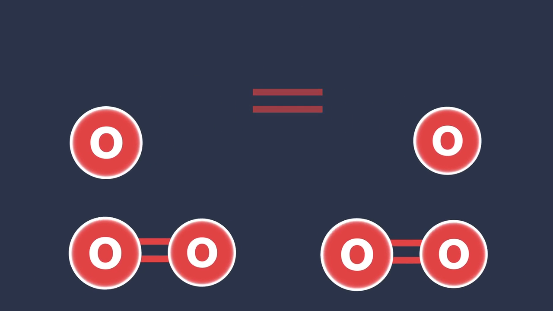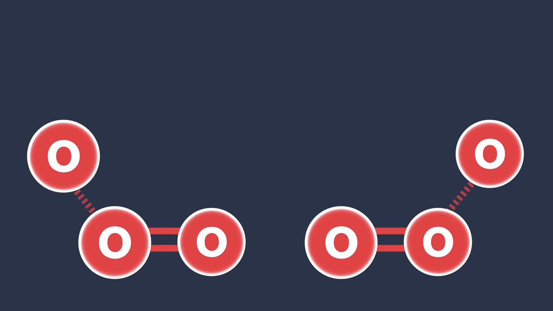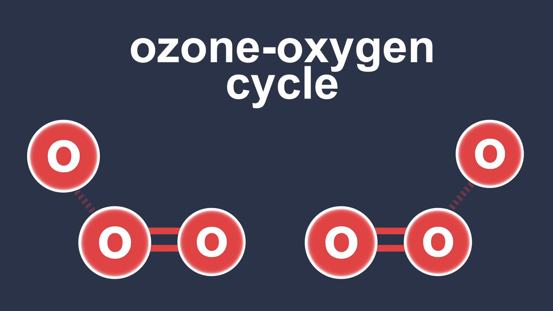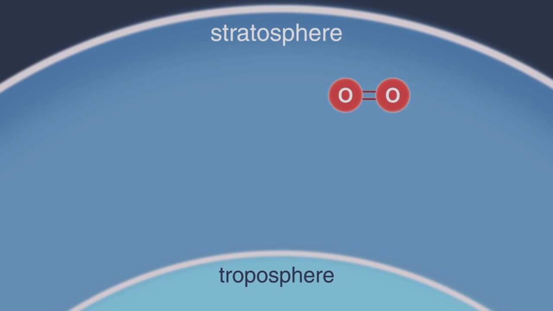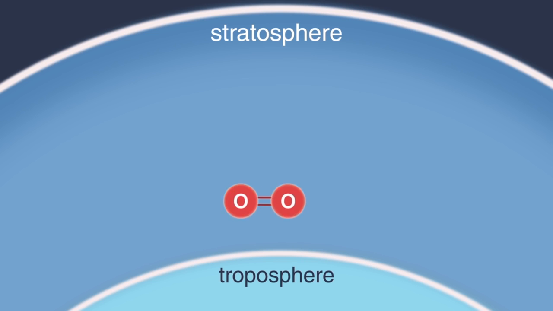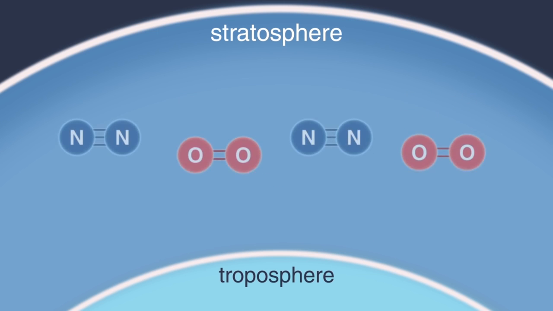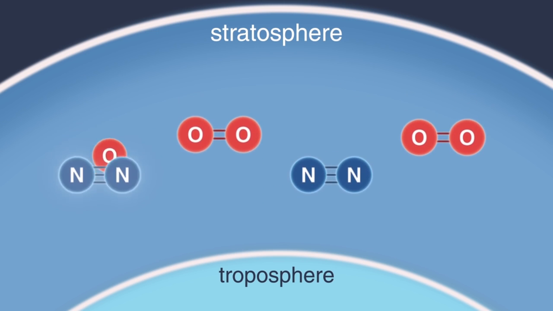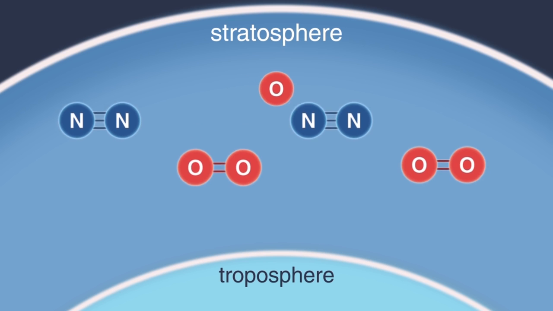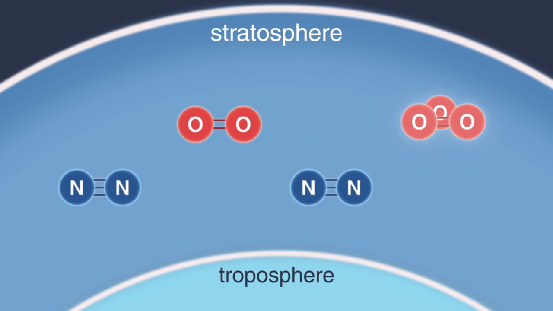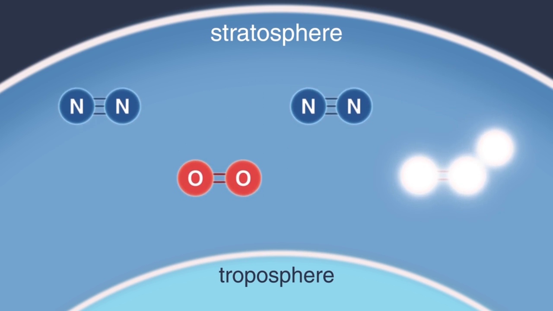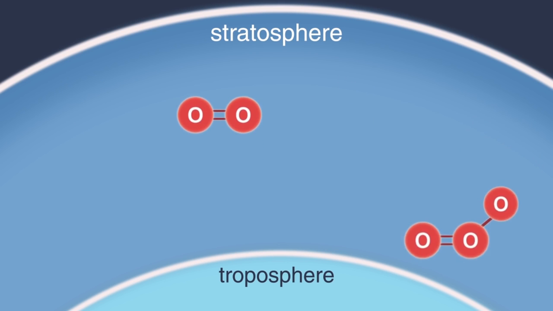The ozone in the stratosphere is continually being made and broken by the ultraviolet light in the ozone-oxygen cycle. To start with, UV gets absorbed in the stratosphere by molecular oxygen, which splits into 2 fast-moving atoms. These fast-moving oxygen atoms collide with air molecules around them, nitrogen and oxygen. This slows the free oxygen atoms down, enabling them to bond weakly with the molecular oxygen to form ozone.